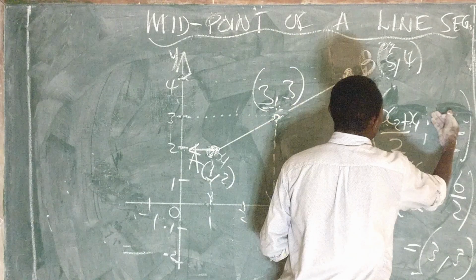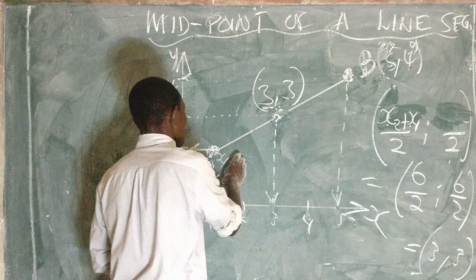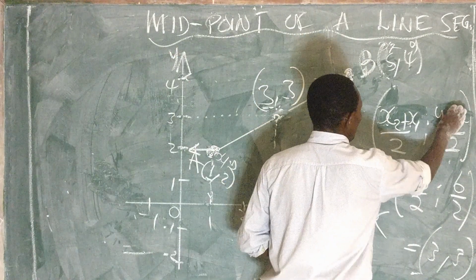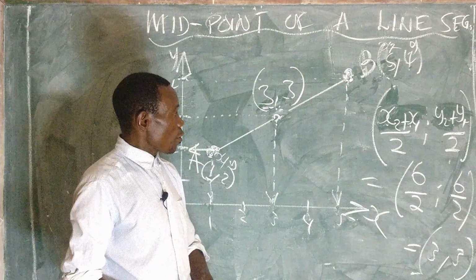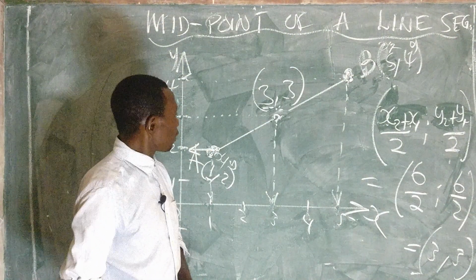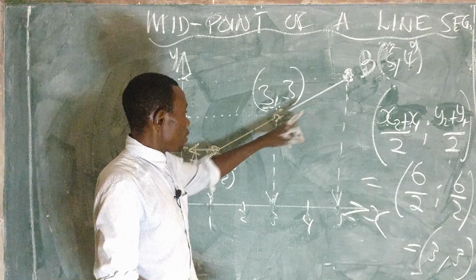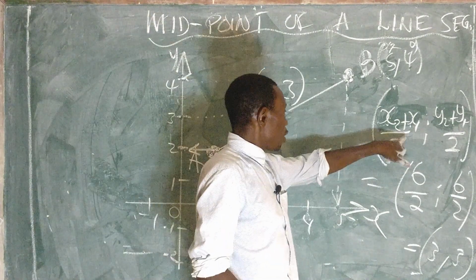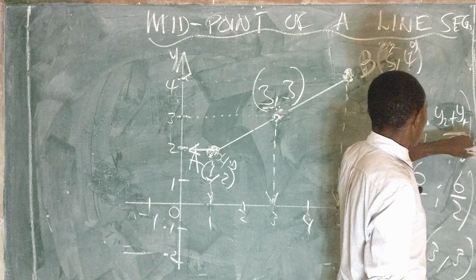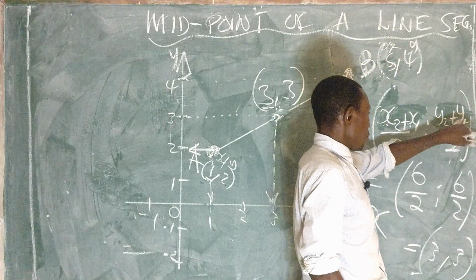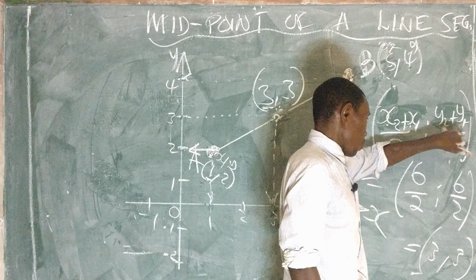And here we talk of what? This is y, this is y. So we talk of y2 plus y1, then divide by 2. So that is the formula for the midpoint of a line. The midpoint of this line, AB, is determined by x1 plus x2 divided by 2. And for the y coordinate, we talk of y1 plus y2, divided by 2.